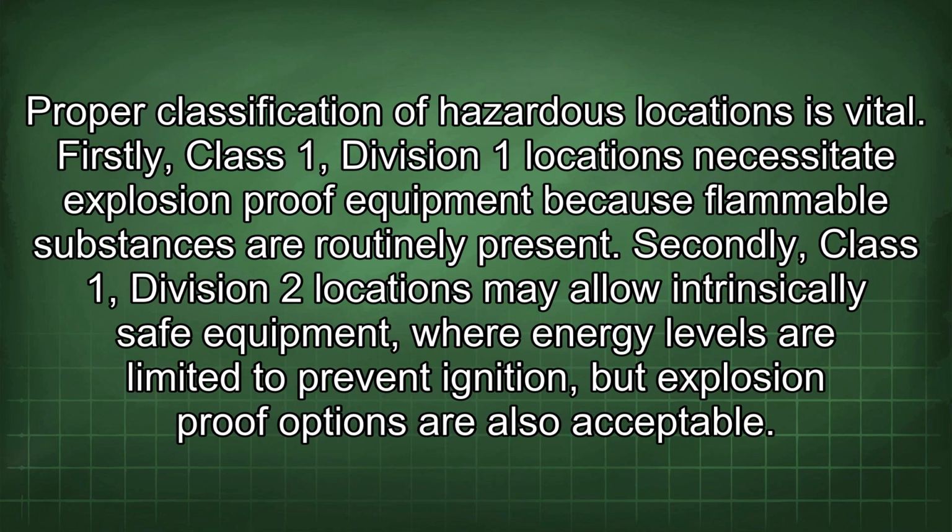Proper classification of hazardous locations is vital. Firstly, Class 1, Division 1 locations necessitate explosion-proof equipment because flammable substances are routinely present. Secondly, Class 1, Division 2 locations may allow intrinsically safe equipment, where energy levels are limited to prevent ignition, but explosion-proof options are also acceptable.